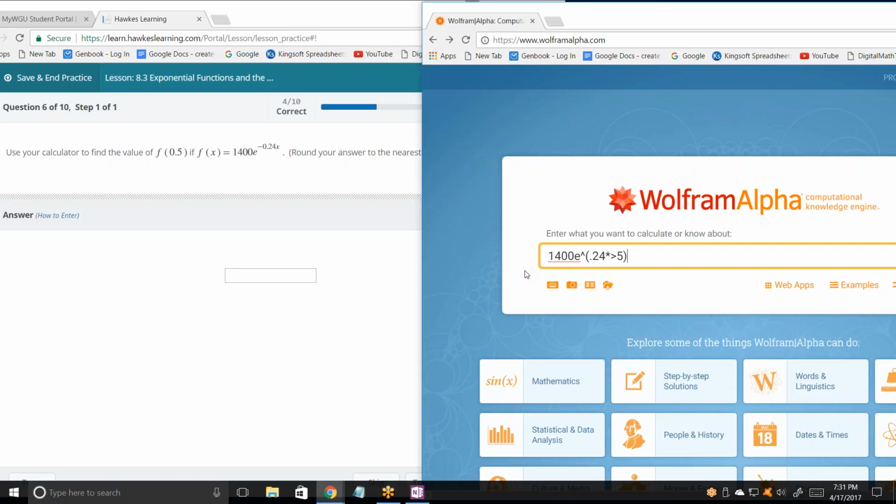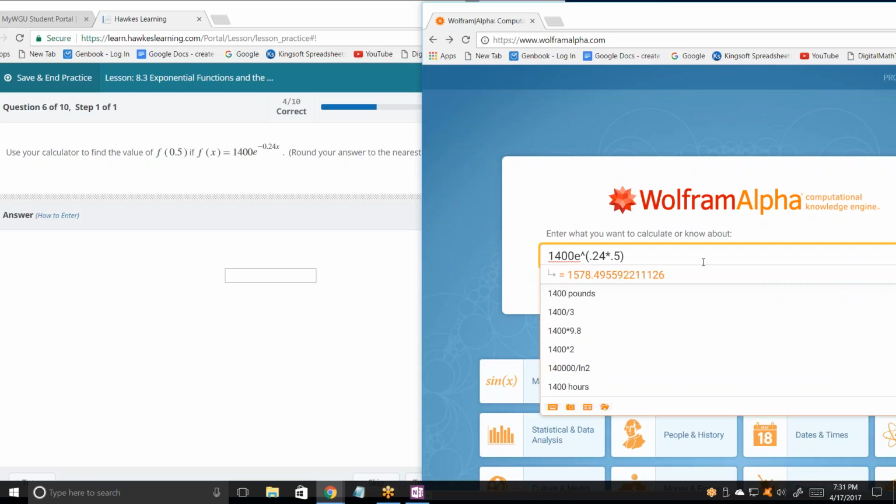Whoops, hold on, that's not right. It's 0.24 raised, excuse me, hold on, I'll get there, times 0.5. Now, do you see why that's correct? On my Wolfram Alpha, I've got 1400 times the number E raised, now I forgot my negative sign. I need a negative sign in front of that 0.24, right there. That's the way it's supposed to read. Does yours read that? Yeah, we'll do it here in a second. Okay.